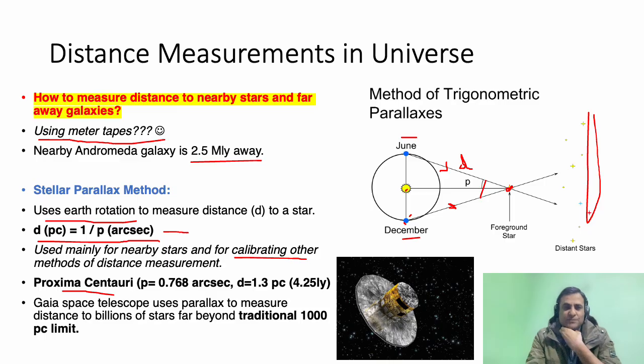Some telescopes also use this technique, for example the Gaia Space Telescope, which recently released a lot of data. It used parallax to determine the distance to billions of stars in the Milky Way and also beyond. It can also exceed the 1000 parsec limit that we usually have from Earth. Keep in mind that from Earth it's not always easy to measure parallax, because atmospheric conditions affect observations, so it's better to do it from space telescopes.